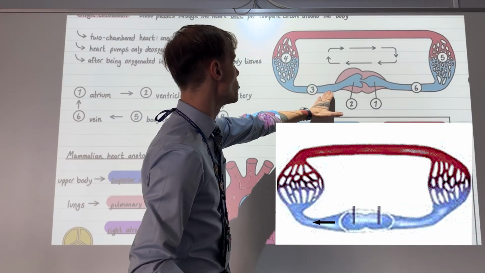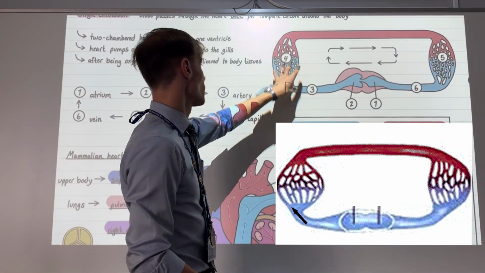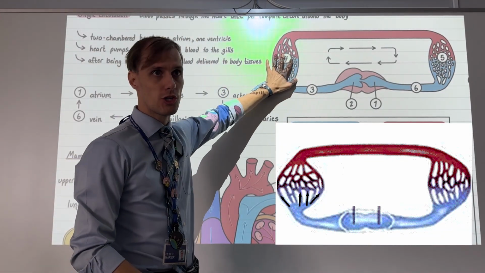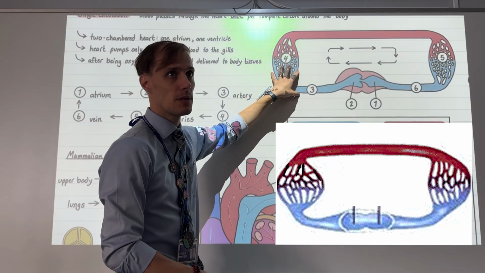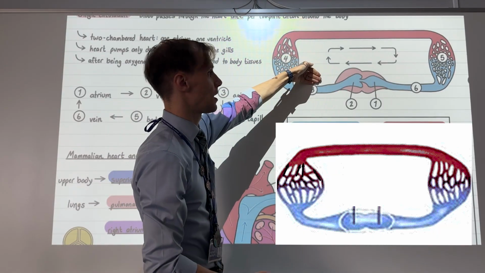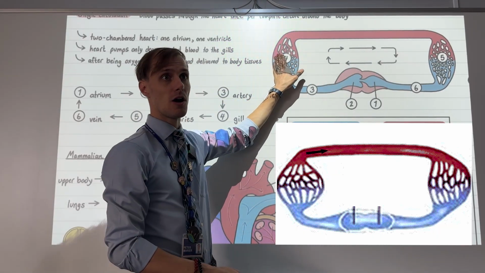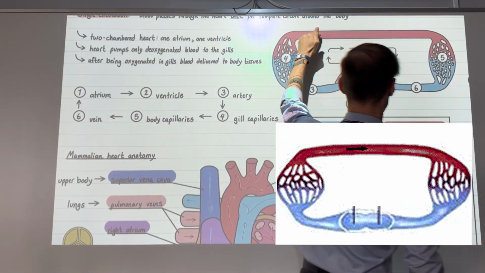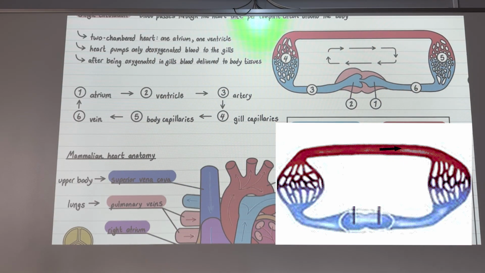Blood is now moving towards the gills in order to become oxygenated, and this is where gas exchange happens. We've now offloaded that carbon dioxide and taken in oxygen. This is now being sent to the rest of the body, and that would be the tissues of the body, so this would be all over the fish.